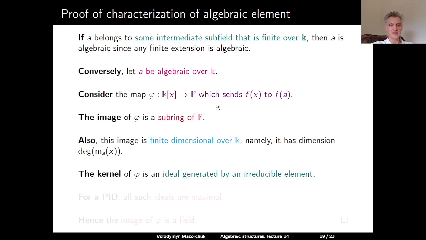The kernel of phi is an ideal generated by an irreducible element, and over a principal ideal domain, all such ideals are maximal. So the quotient by that ideal is a field, which means that the image of phi is a field. And now we have a subfield of F, which contains a, and which is finite over the smaller field k. And this completes our proof.